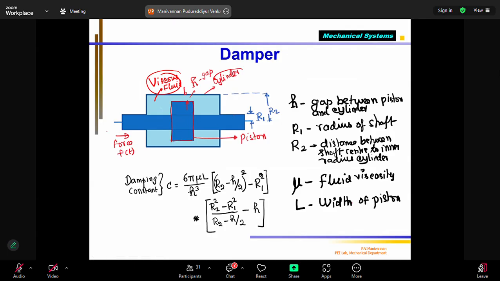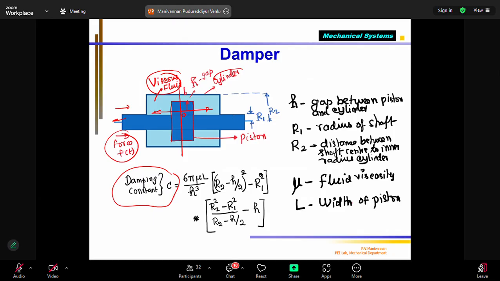If I apply a force, the piston from the center position can move left or right. 0 is the center position. Depending on whether you are applying compressive force or tensile force, you can push or pull the piston left or right. When you do that, please note down this equation for the damping constant provided by linear damper. Because the movement is linear, it is a piston type damper. The piston is moving inside a viscous fluid which is filled inside.